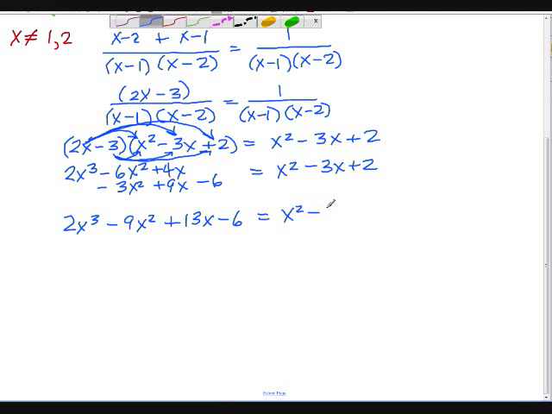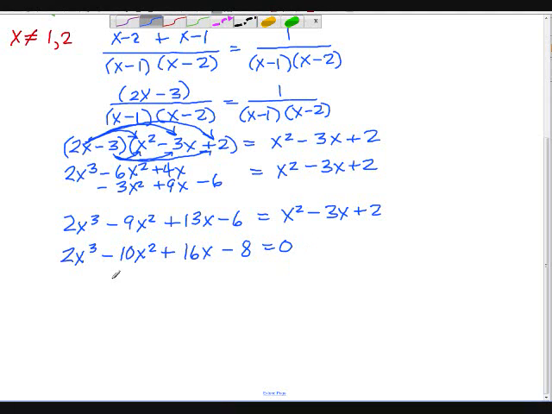I've got a polynomial, clearly, and let's get all of this over on one side so we can have perhaps the use of the zero product property. I'm going to subtract x squared from both sides. I don't have to worry about this term. It's not going to change. And when I subtract x squared from both sides, I get a minus 10x squared. And then I'm going to add 3x to both sides. So I'm going to get a plus 16x. And I'm going to subtract 2 minus 8 equals 0.